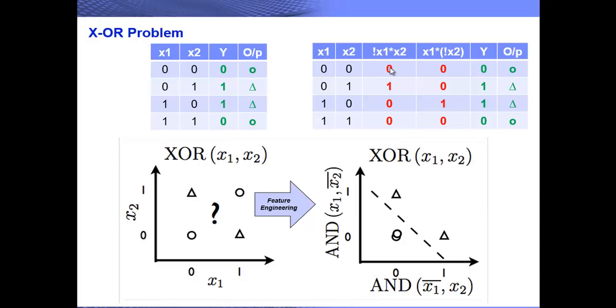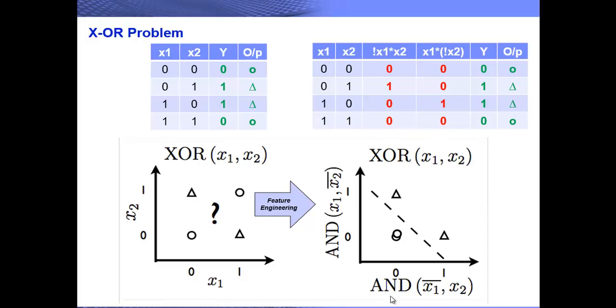Okay, so if we plot 0 and 0, 0 is coming here, 0 is coming here, and the output is a circle. Second, we will see 1 comma 0, so this position, and this is a triangle. Now 0 and 1, so 0 and 1, this is also a triangle. Okay.